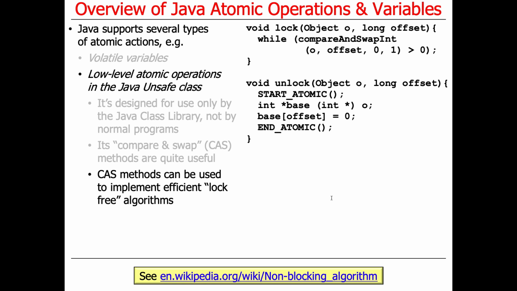Now, you might ask the question, what the heck does this do? And the answer is you can use these so-called compare and swap, or CAS operations, to implement lock-free algorithms, or non-blocking algorithms. What that means is that the thread that runs them will spin and never block, which turns out in some situations to be exactly what you want. And we'll talk later about why you would do that.